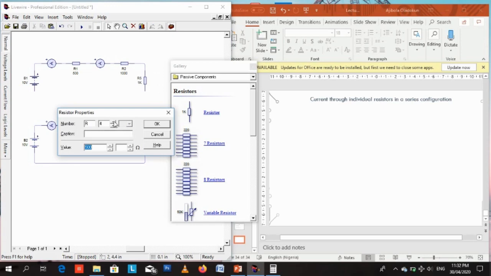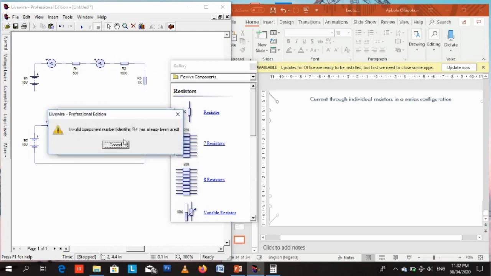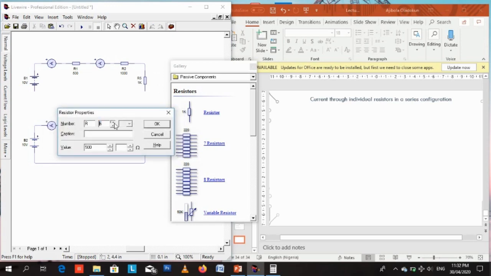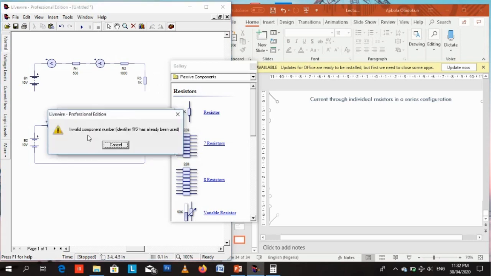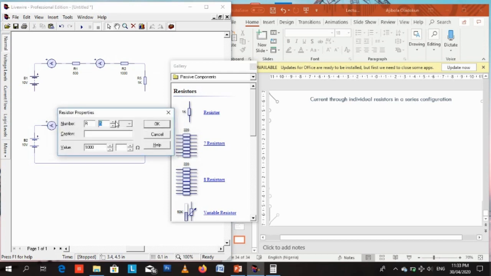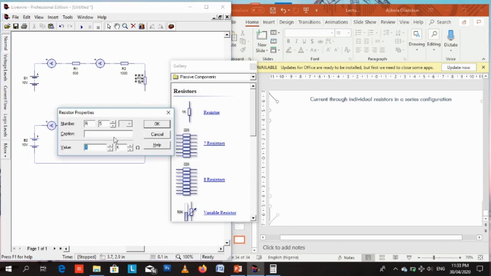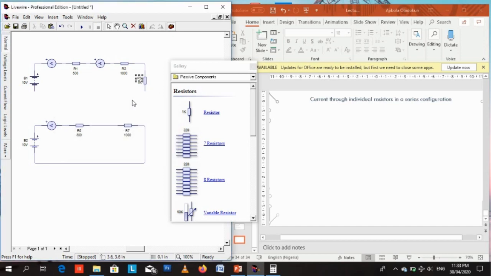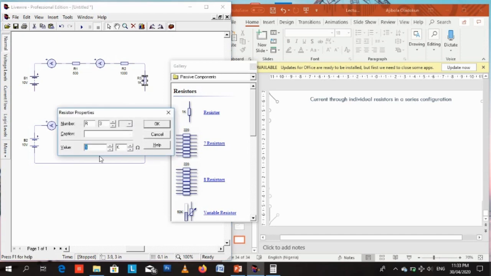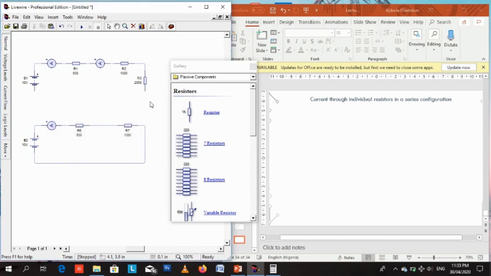So for nomenclature's sake, let me call this one R4. Okay, this R4 already. R6. Let's call this one maybe R7 or something. R5 has been taken. R7. Let me call this R3. So R1, R2, R3. So if I have R1, R2, R3, and let's say R3 is 2000 ohms. Okay. So R1, R2, R3.